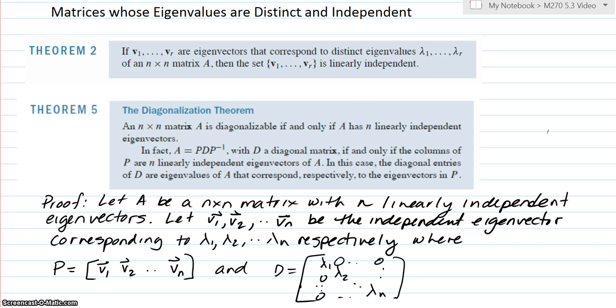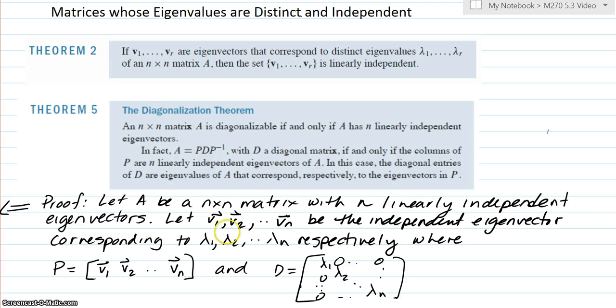The one that I want to concentrate on is Theorem 5 from this section. We know that we can diagonalize an n by n matrix A if and only if A has n linearly independent eigenvectors. We actually used this theorem in the last section, but now let's go ahead and look at the proof. I'm going to start with, let A be an n by n matrix with n linearly independent eigenvectors. I want to show that A is diagonalizable.